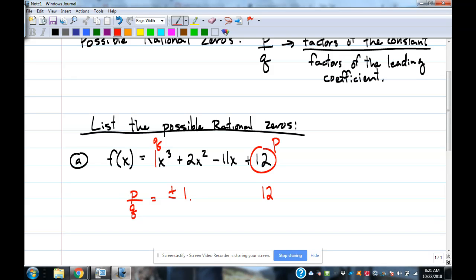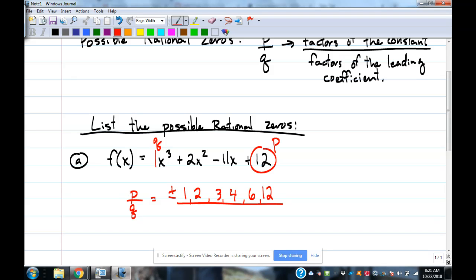Well, I also happen to know that 12 is even. So that means what goes into it? 2. What partner goes with 2? 6. I made it past 4th grade, so I know that 3 also goes into 12, because 3 times what is 12? Those are my factors of 12.